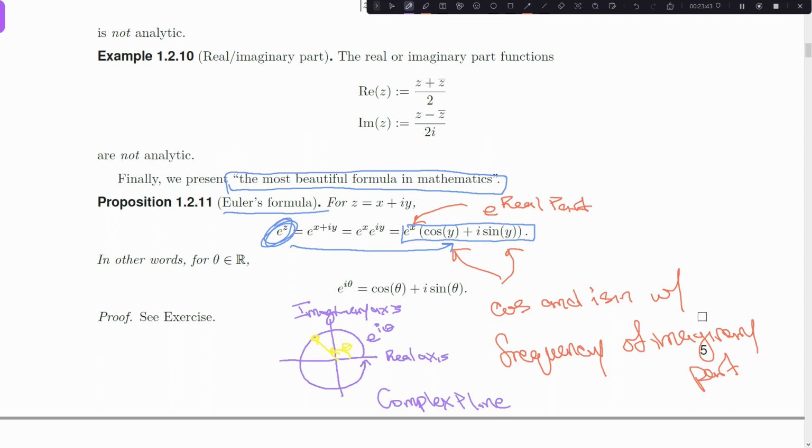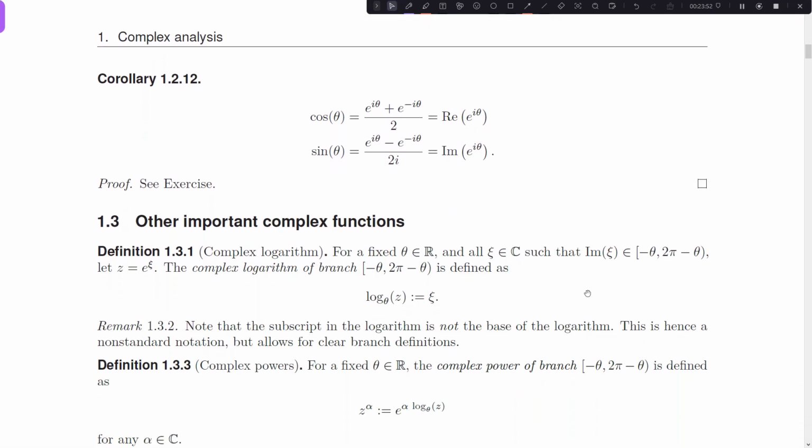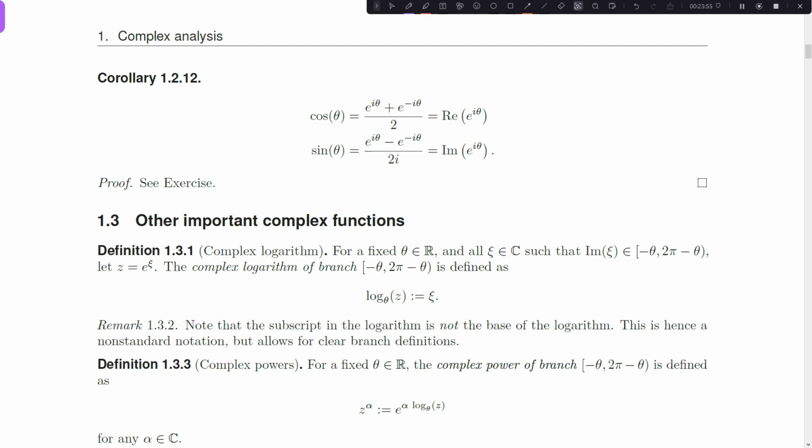And you'll be proving this in your homework, which is very exciting. All right, so there's a nice corollary to this.